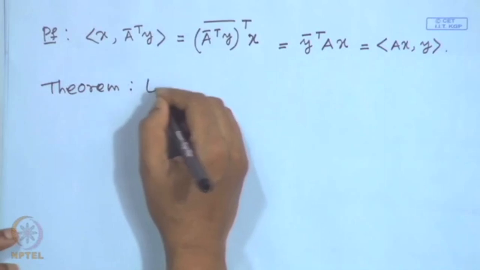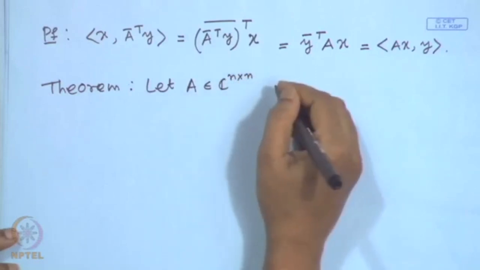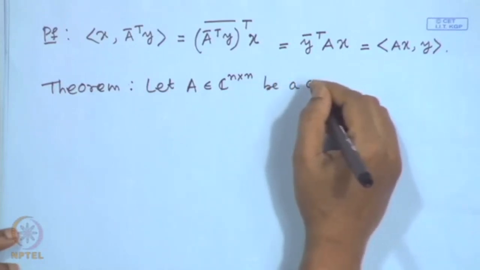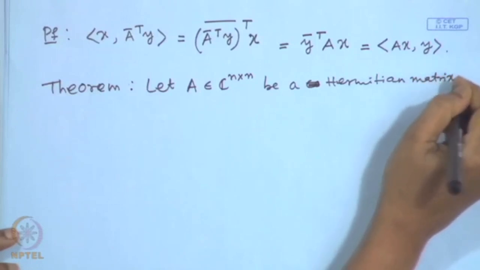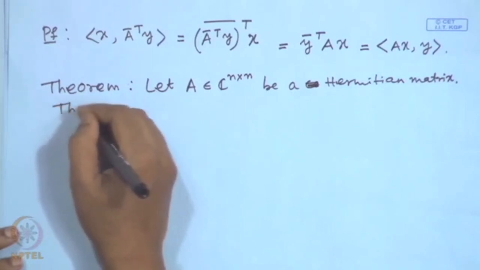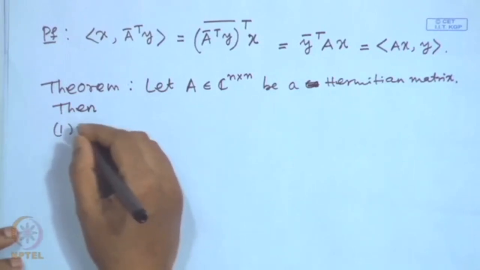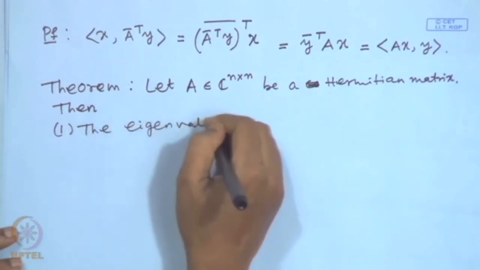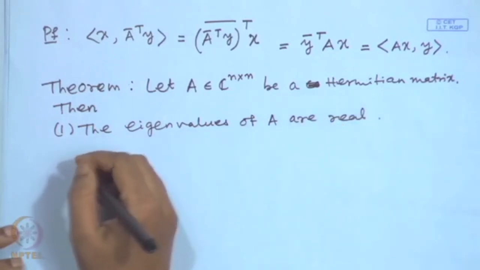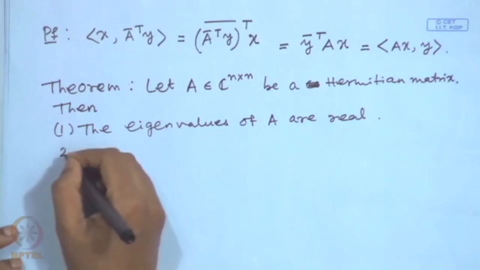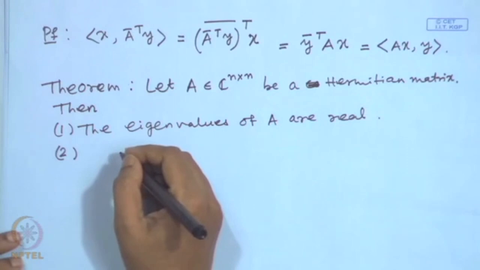So, it says that we consider a Hermitian matrix A belonging to C n cross n, an n by n square matrix with complex entries, be a Hermitian matrix. Then we have the following results. First one is the eigenvalues of A are real. Even if this matrix A is a complex matrix, all its eigenvalues are real.